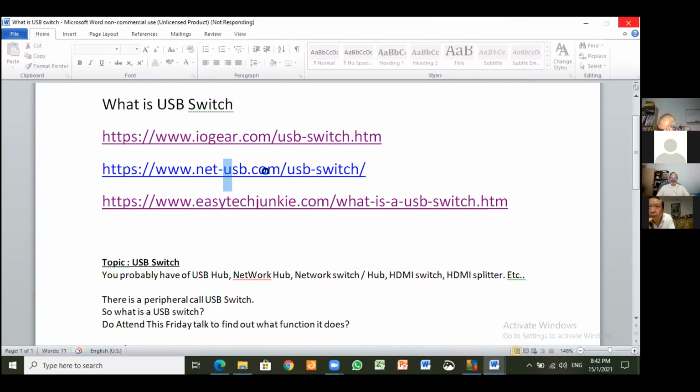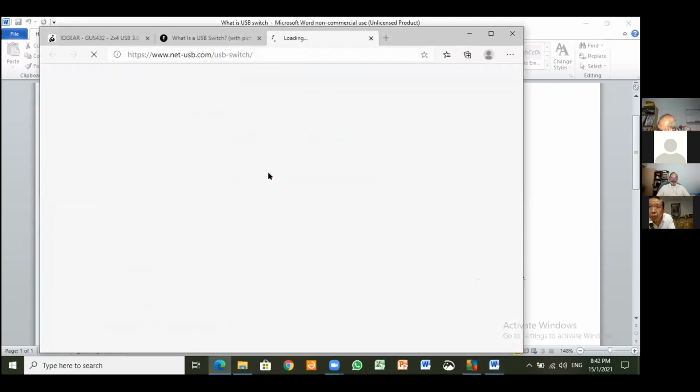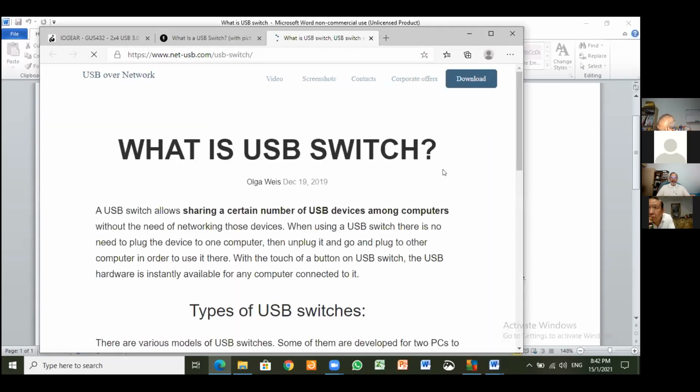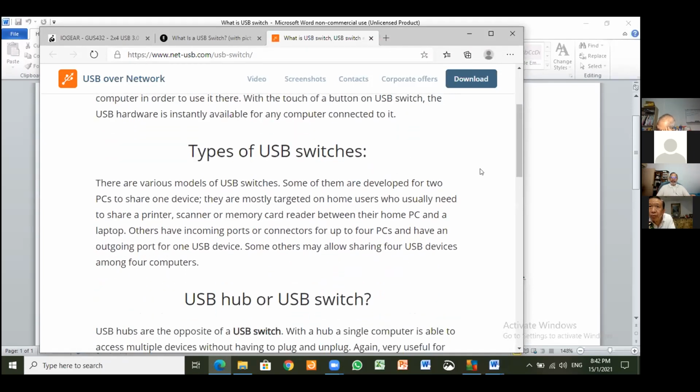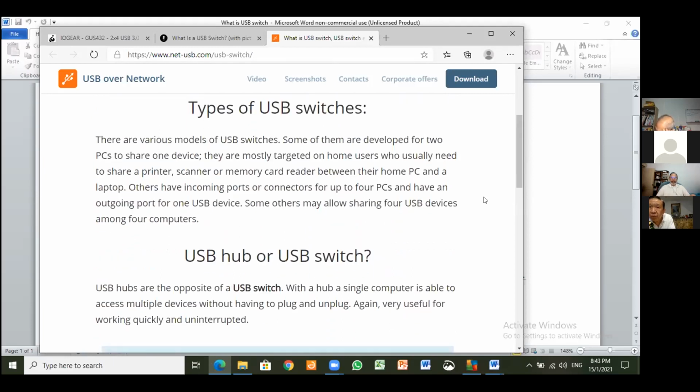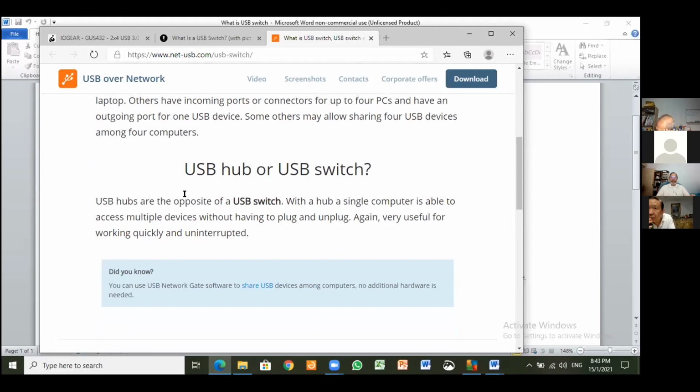Very slow, so sorry, on my notebook. Loading. This one also explains what a USB switch is. There are a few types. Some of them are developed for two PCs to share one device, a printer. So what's the difference? A USB hub is the opposite of a USB switch. With a hub, a single computer can access multiple devices without having to plug and unplug.